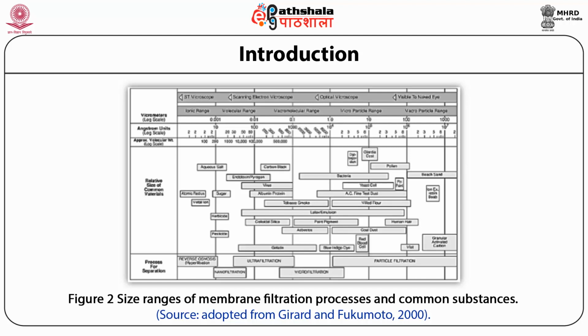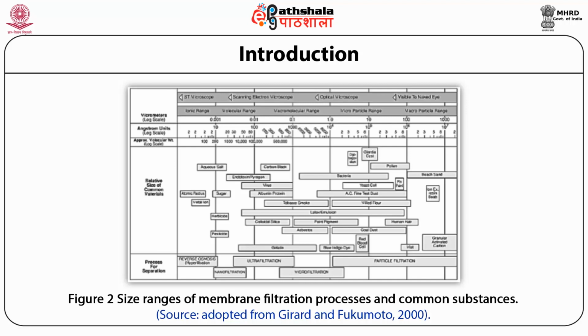If we talk about microfiltration, then it is normally used in the molecular and micro particles range, like absorbents, pigments and emulsions. Ultrafiltration is used in the molecular and macromolecular range, which is seen by the SEM, scanning electron microscope. And nanofiltration is used in the molecular range, ranging from 0.001 to 0.01. And reverse osmosis, also known as hyperfiltration, is always used in the ionic range.